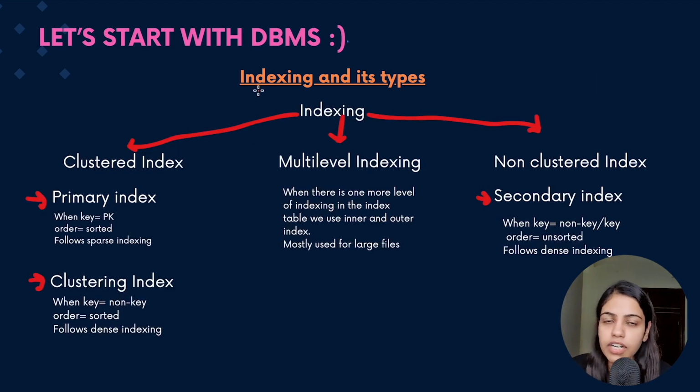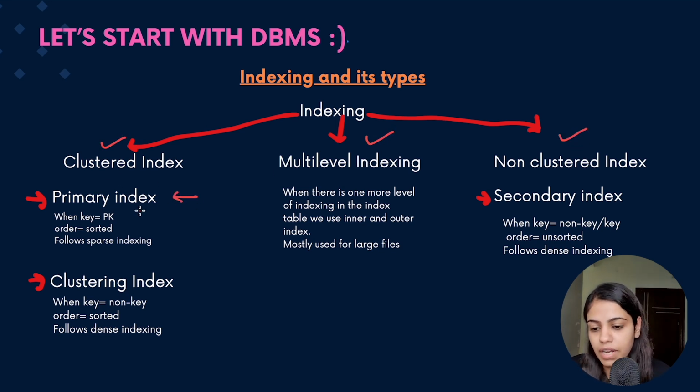So we have learned about indexing. Let's learn about types of indexing. There are mainly three types of indexing. First one is clustered index, second one is multi-level indexing, and third one is non-clustered index. Now in clustered index, we have two types of indexing. First one is primary indexing and second one is clustering indexing.